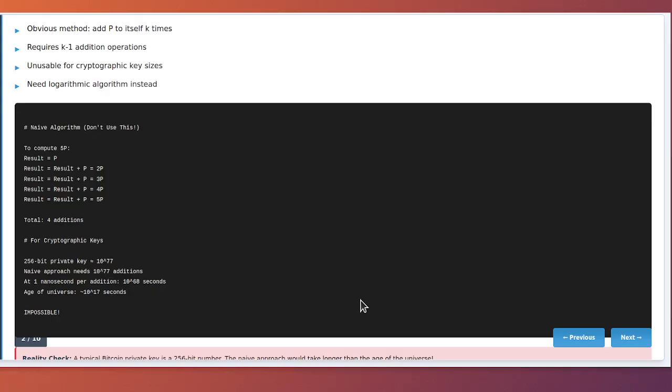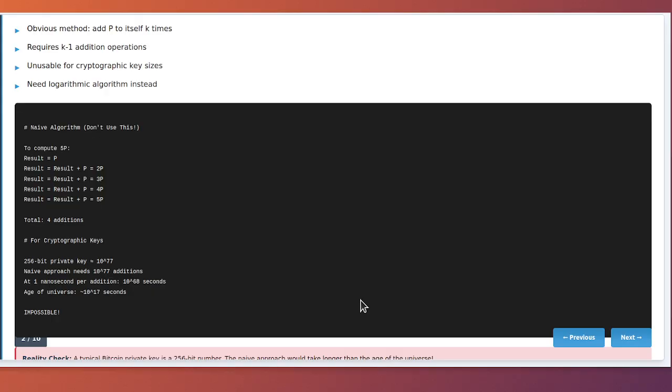But in cryptography, we do not use small numbers. A typical private key in Bitcoin is a 256-bit number. That is roughly 10 to the power of 77, a number with 77 digits. If we tried to compute kP by adding P to itself k times, we would need 10 to the power of 77 additions. Even if each addition took 1 nanosecond, which is unrealistically fast, the total time would be longer than the age of the universe. Clearly, we need a better approach.